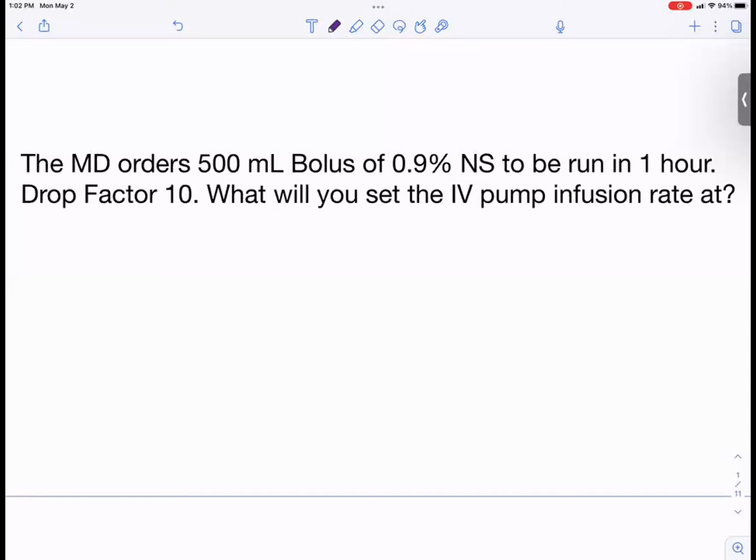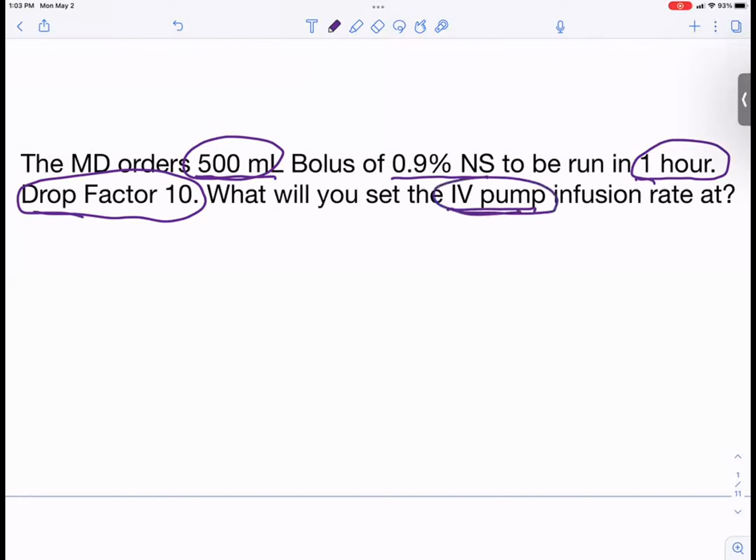So let's look at this question. The doctor orders 500 milliliters of 0.9 normal saline, or isotonic fluid, and he wants that run in 1 hour. The drop factor is 10. What will you set the IV pump infusion rate at? So right away, my question says the word pump. When it says the word pump, I do not use the drop factor, because whenever I'm using an IV pump, I'm always solving for milliliters an hour. So I don't need that drop factor.